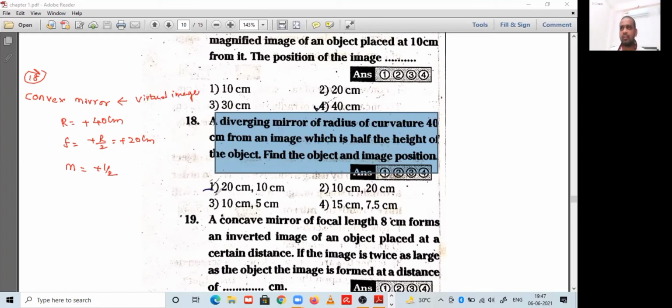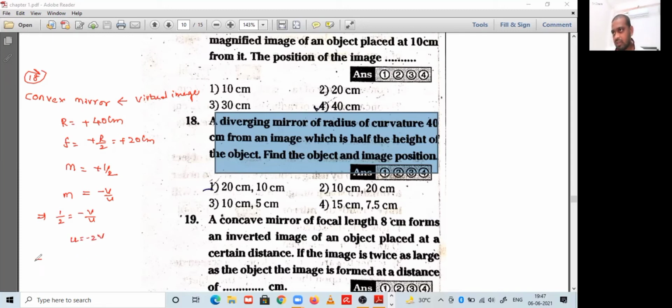And find the object and image position. That is the question. We know m is equal to minus v by u. Then we will have 1 by 2 is equal to minus v by u. From this we will get u is equal to minus 2v.